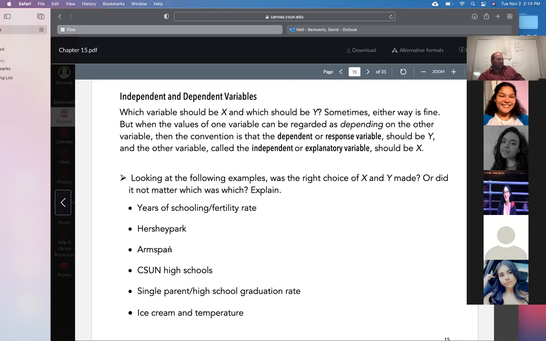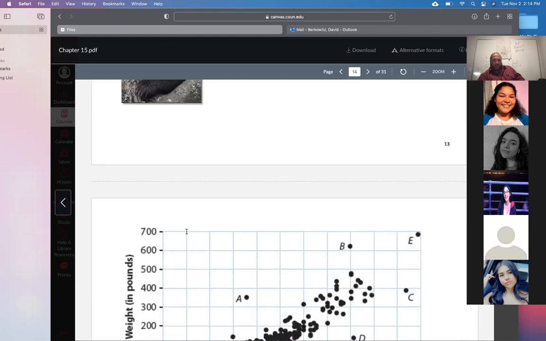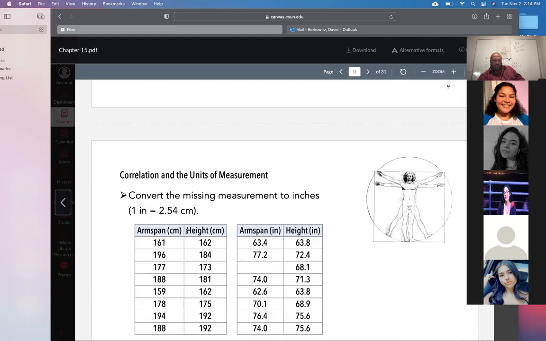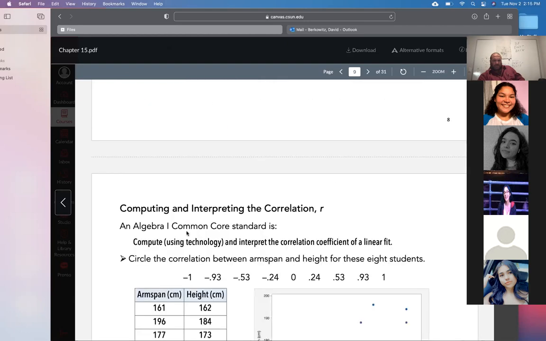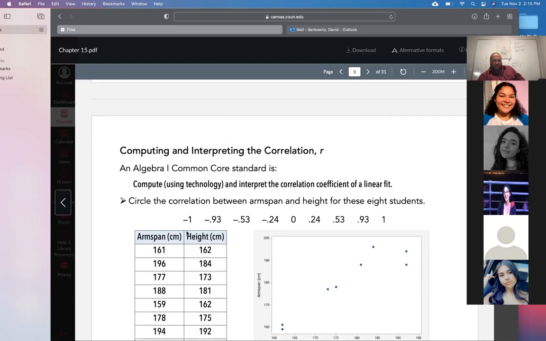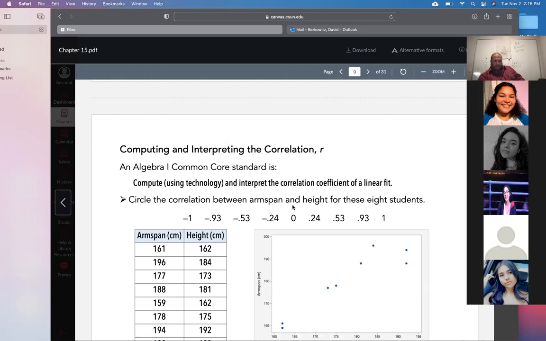Arm span. We had an arm span example, didn't we? What was that? The arm span example. Wasn't that, yeah, was it here? Arm span and height.